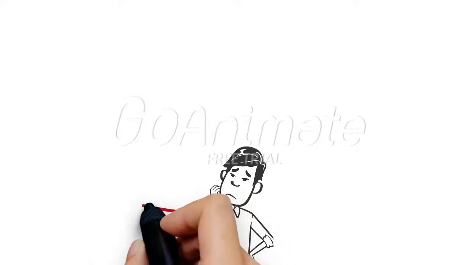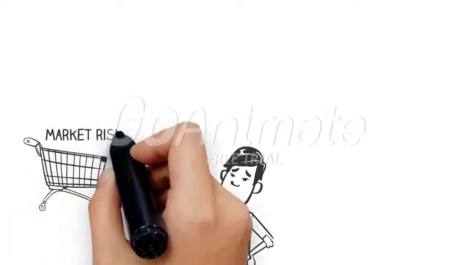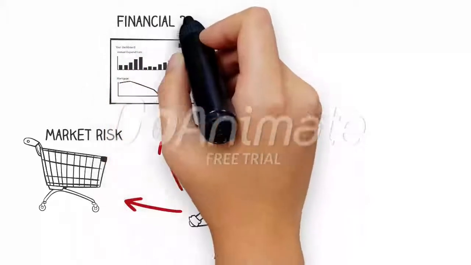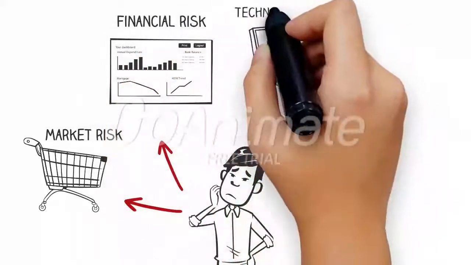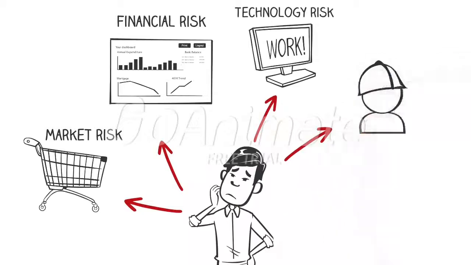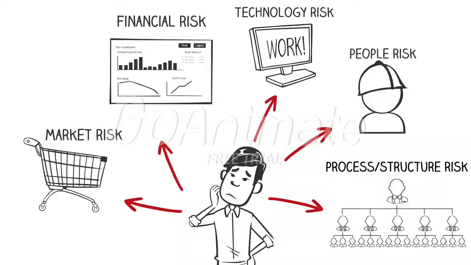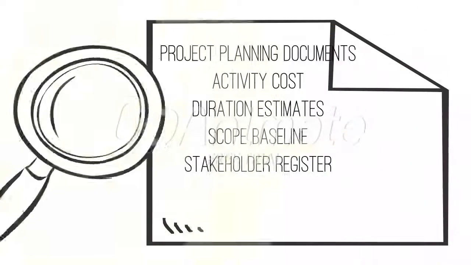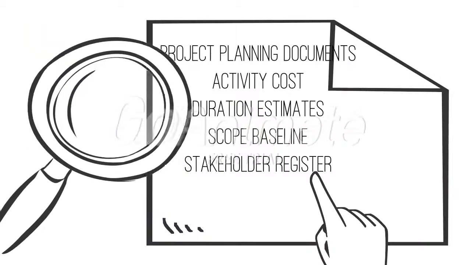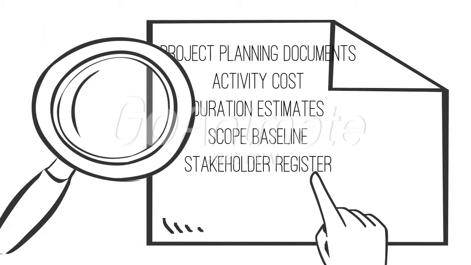Identifying risks is the process of understanding what potential events might hurt or enhance a particular project. It is important to identify potential risks early, but you must also continue to identify risks based on the changing project environment. Also, remember that you cannot manage risks if you do not first identify them. Many potential risks can be identified by understanding common sources of risks and reviewing a project's planning documents, activity cost and duration estimates, the scope baseline, stakeholder register, enterprise environmental factors, and organizational process assets.